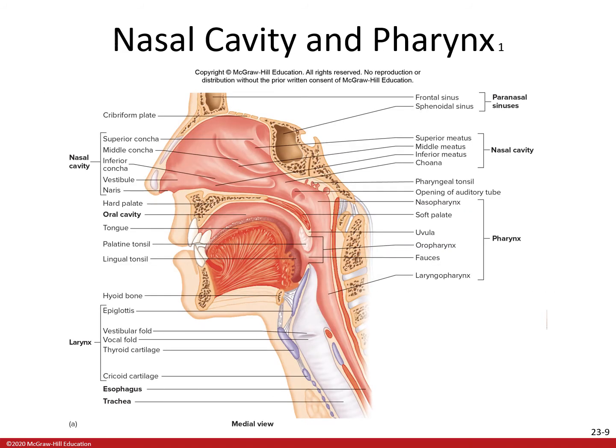Again, another really lovely picture illustration that is showing all the various structures that you need to know, one for lab, and two, you should in general know what they are already from lab, but also for lecture.